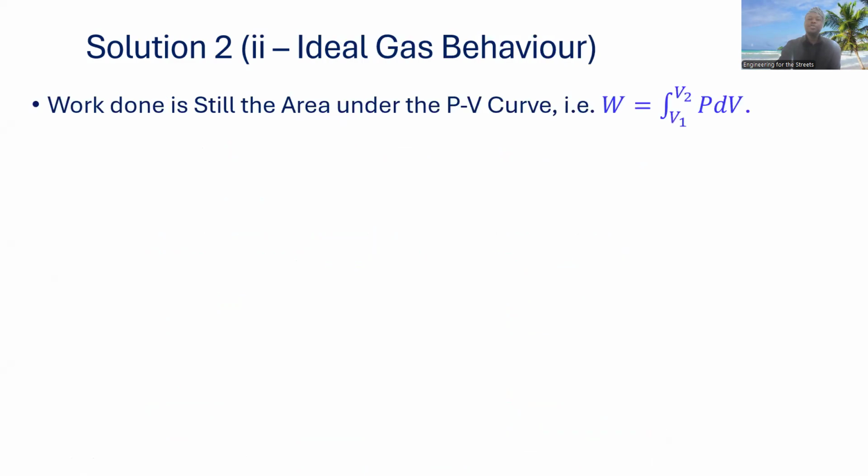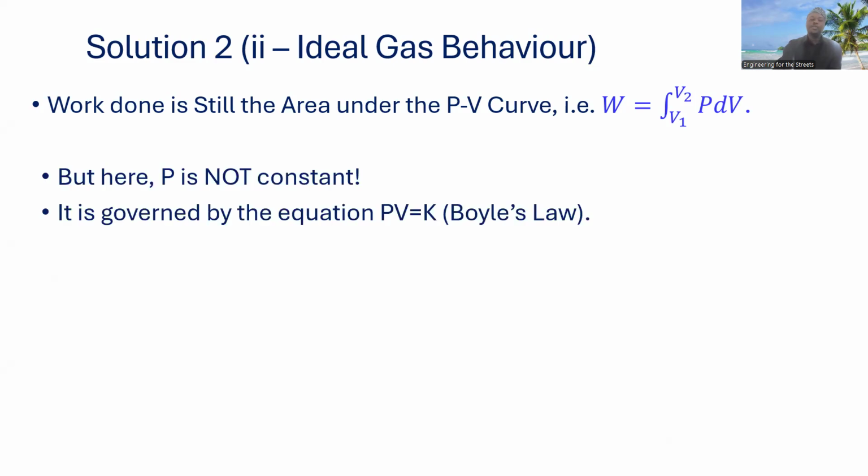Now, we look at the second part of the question, where the work is done no longer under constant pressure, but under ideal gas behavior. And what is ideal gas behavior? Well, ideal gas behavior is given by the so-called Boyle's law, which states that the product of the pressure and the volume of a gas is constant.